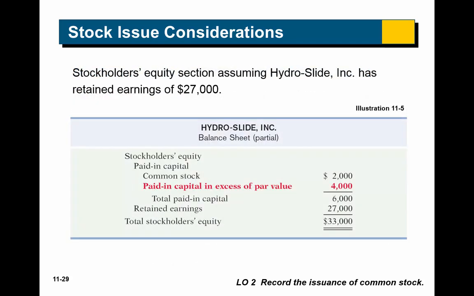Here's what the stockholders' equity section would look like. They have stockholders' equity paid in capital. Common stock is $2,000. Paid in capital in excess of par value, $4,000. And so you have a total paid in capital of $6,000.